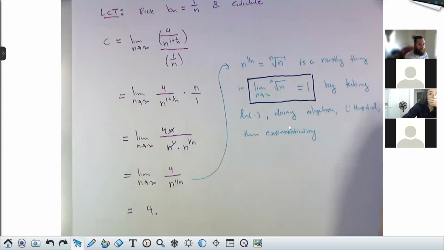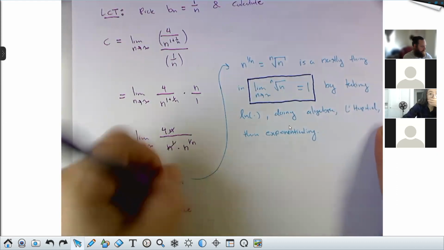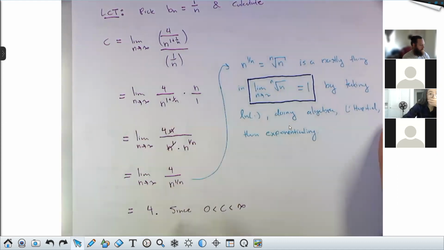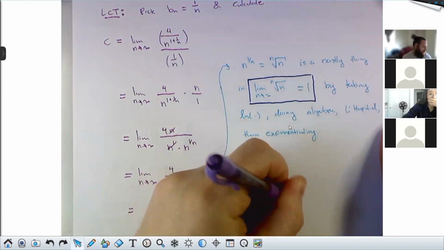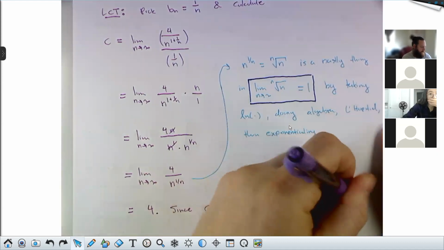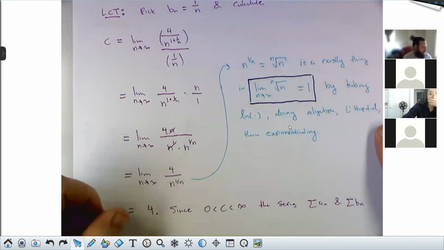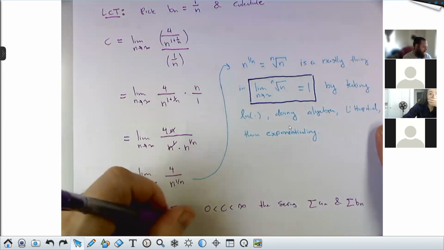And now we can finish up the problem. Since 0 is less than c is less than infinity, right? 4 is positive and finite. The series sigma an and sigma bn converge or diverge together.